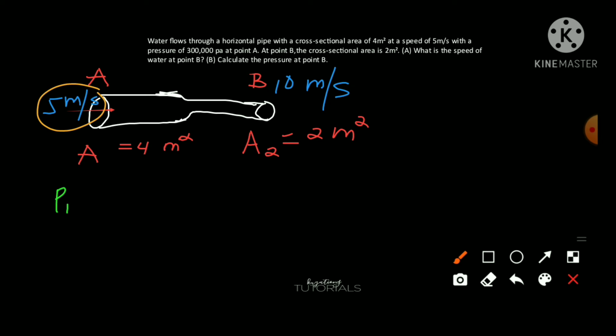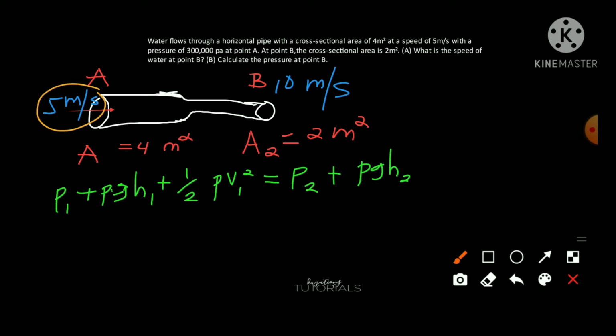P1, which is the pressure in point A, plus rho g h, plus 1/2 rho v1 squared is equal to P2, which is the pressure in point B, which is the factor that we're looking for, plus another rho g h2, because here is rho g h1, by the way, plus another 1/2 rho v2 squared.